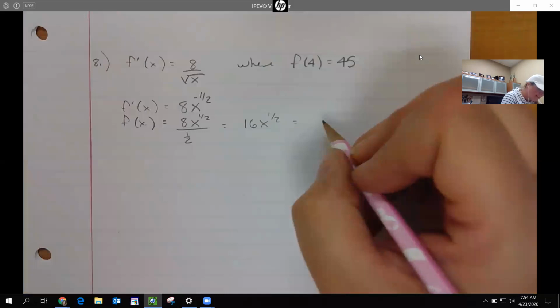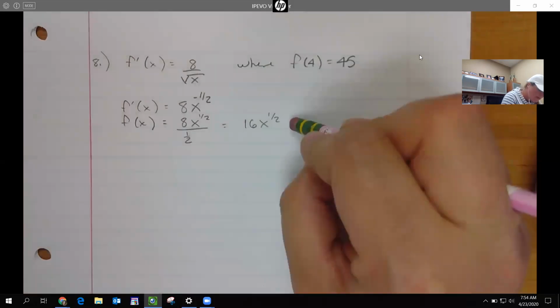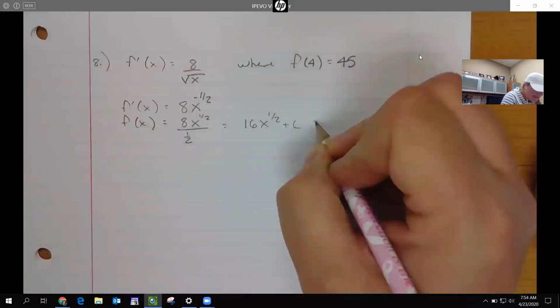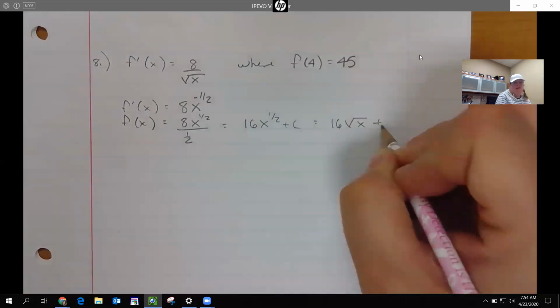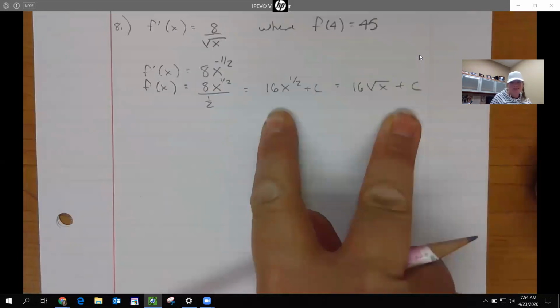Oops, I forgot the plus c on there, but that's okay. Plus c, which is the same as 16 square root x plus c. Both of those are the same. My math lab will take either one. It doesn't mind.